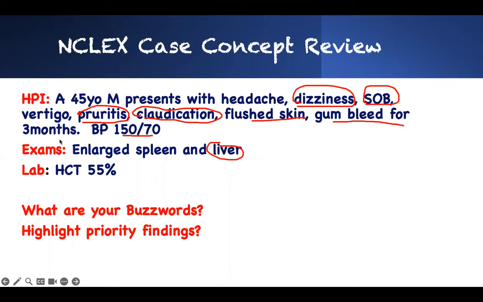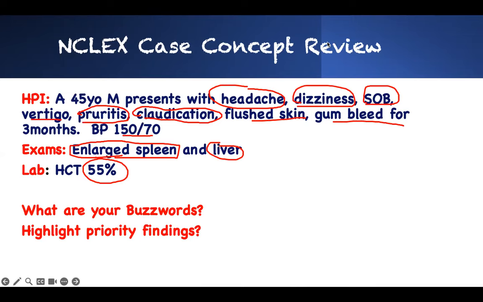How does this happen? Gum bleed easily for 3 months. He has vertigo. And most of all, he has headache. But the most important, hematocrit is about 55%. And then the spleen is enlarged. Why would the spleen be enlarged? This is how this condition is very confusing.